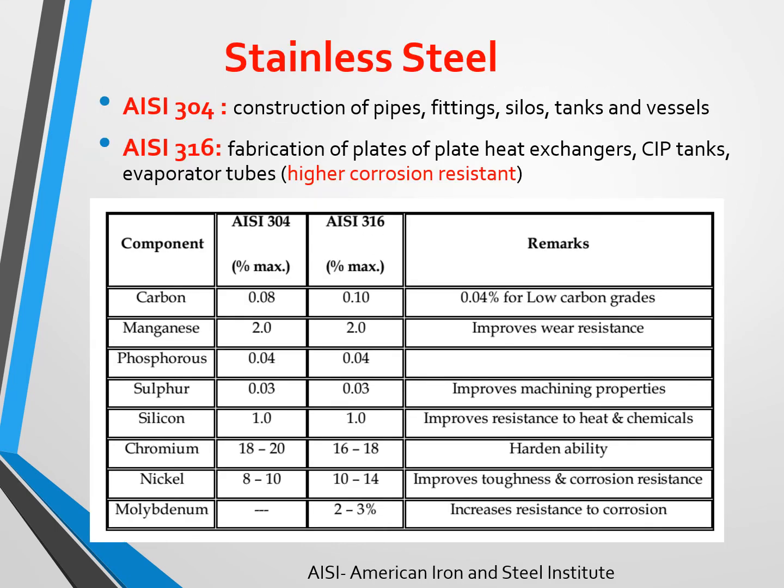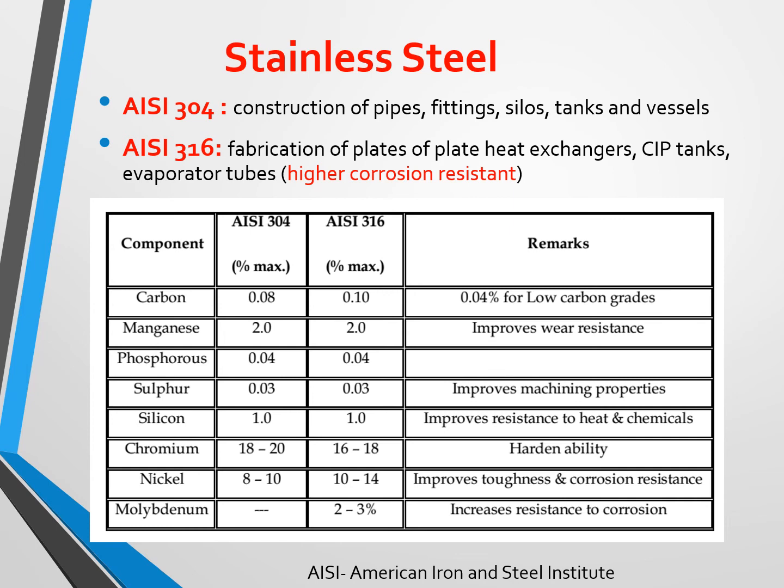And next one is stainless steel. There are different kinds of stainless steel actually, but in the industry mainly two types of stainless steel are used. That is two grades: AISI 304 and AISI 316. AISI long form is American Iron and Steel Institute. Based upon the chromium content and nickel content, they are classified as 304 and 316.